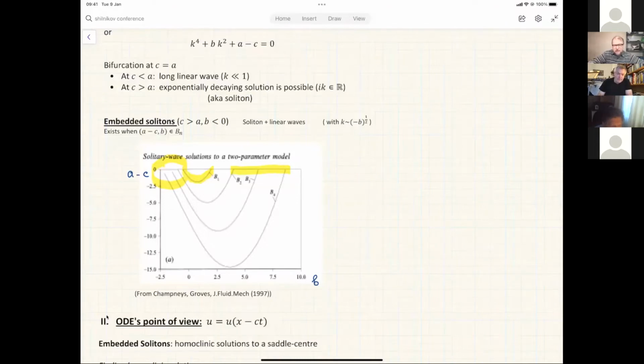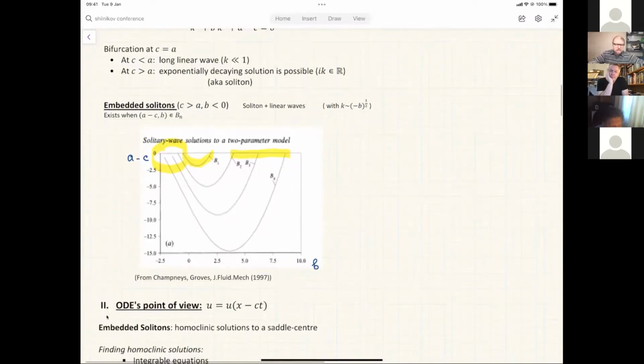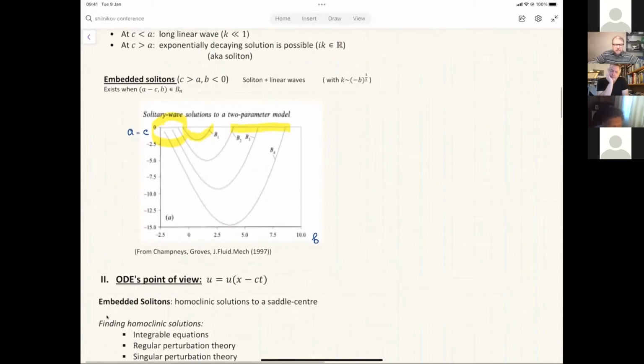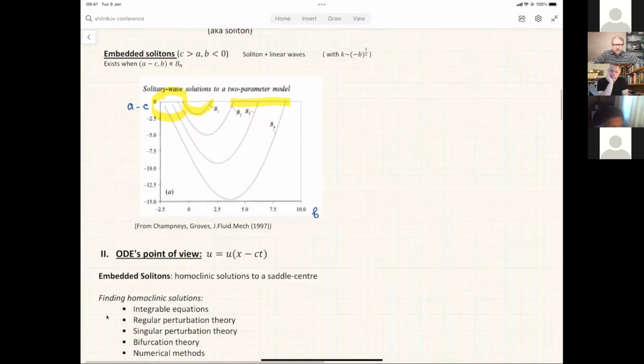So embedded soliton is a solution to a saddle center. For those who know saddle centers very well, like Lev here, in the saddle center there is a family of Lyapunov orbits which represents small amplitude harmonic waves which move at the same speed as the soliton. And then in this setup, there are several methods which can be used in order to detect homoclinic solutions.